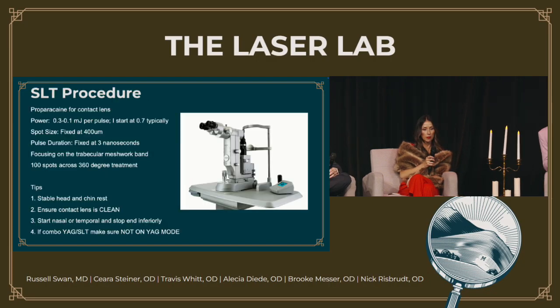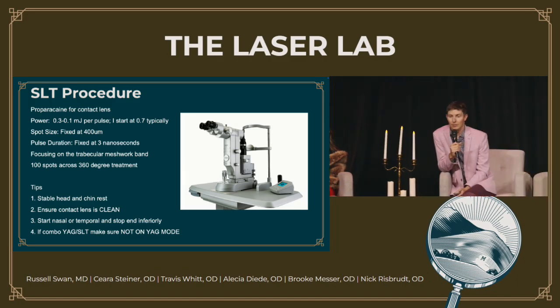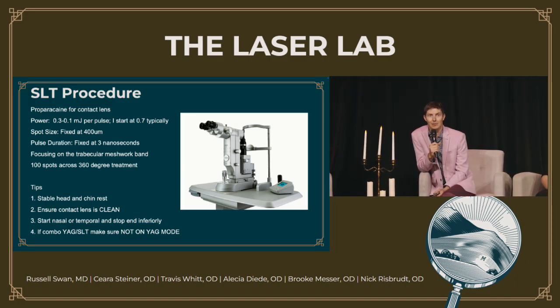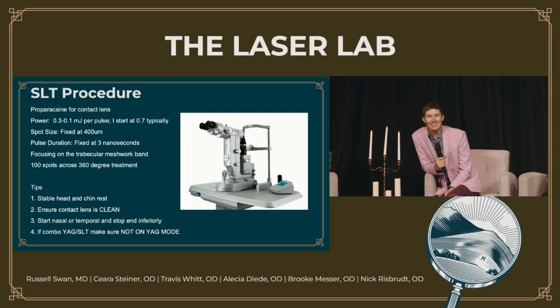Perfect. SLT procedure, again, we just lost our confidence slide, but that's okay. So SLT procedure, this is a lower energy delivery. It's a 400 micron, so a wider diameter spot that you're delivering it in. And typically, I usually start around 0.7 millijoules, but you can titrate up or down. The more heavily pigmented an angle is, the lower the energy typically can be set because you're going to get greater absorption. The lighter pigmented a trabecular meshwork is, the higher energy that you're going to need.